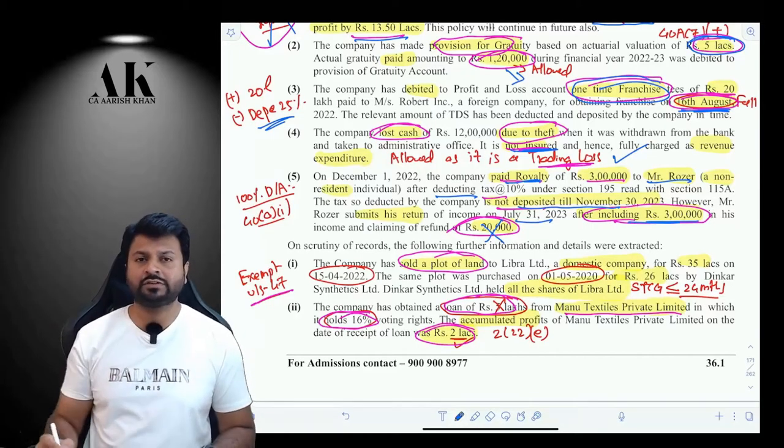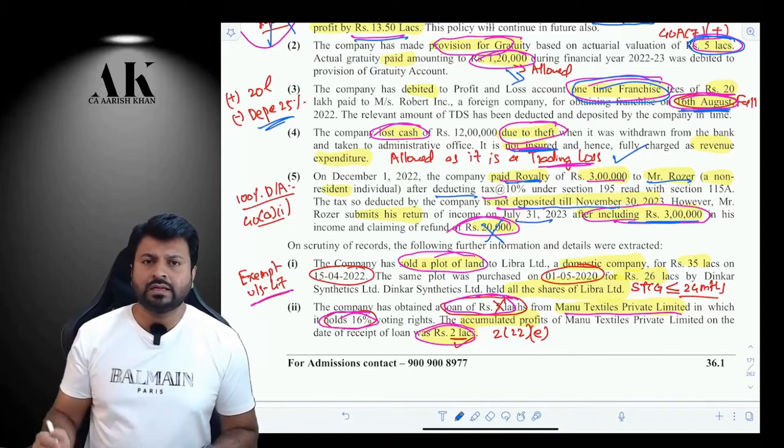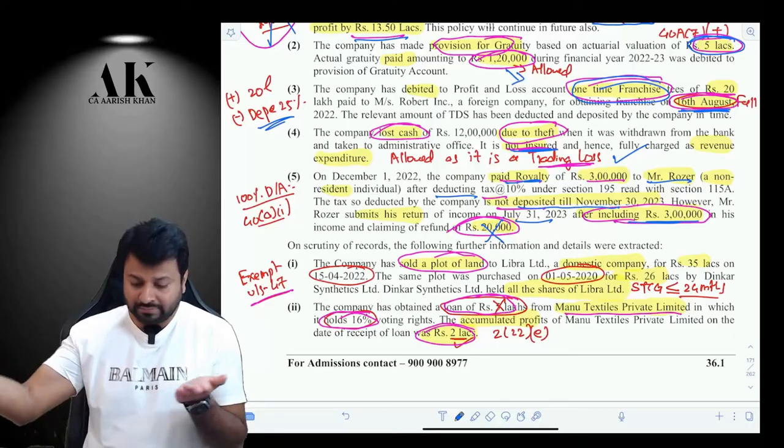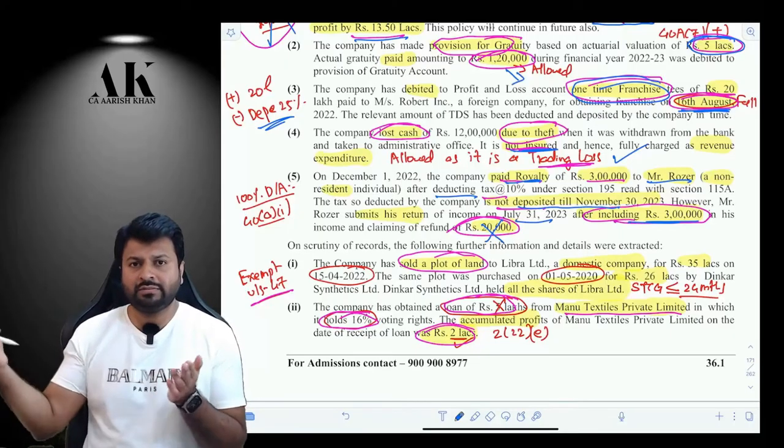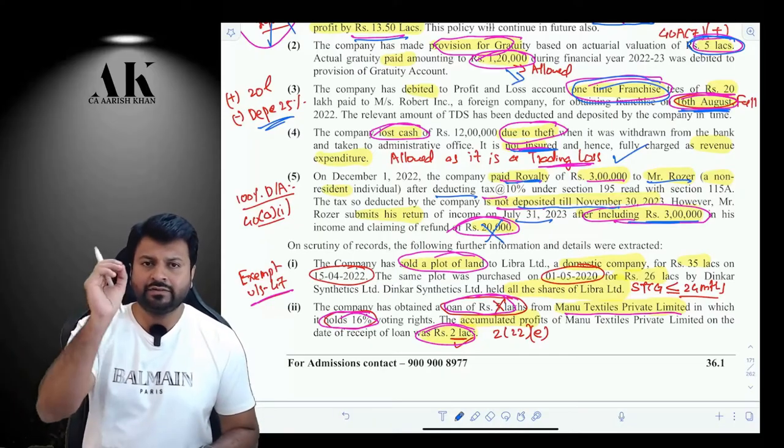The second reason because of which I will not get the deduction is as follows. Listen carefully. The second reason is very, very simple. It is deemed that it is deducted in the month of what? In the month of July. So if it is deducted in the month of July 2023, it will be allowed in the next year, not in the current year. In any case, in the current year, it will be disallowed.